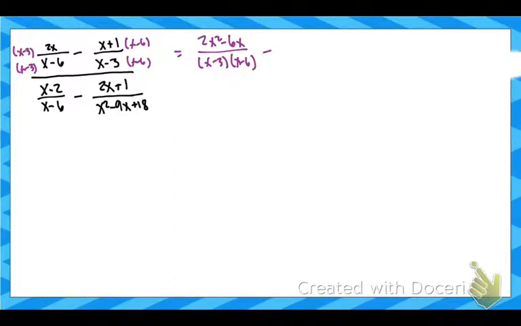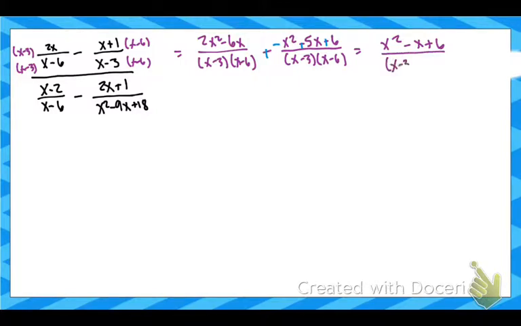minus, and we'll FOIL this out, that's going to be x squared plus x minus 6x is minus 5x. And that's my numerator. Oh, sorry, that's not my numerator. It is, it's just not simplified. Let's go ahead and simplify it. That's going to be x squared, and I'm going to change this to plus, negative, positive, positive. So that's going to be x squared minus x plus 6 over that common denominator.